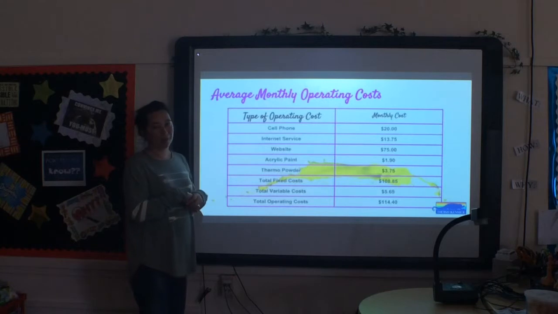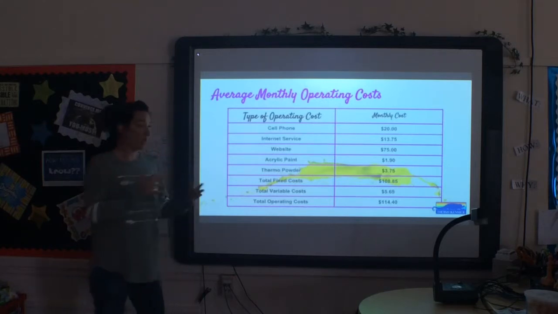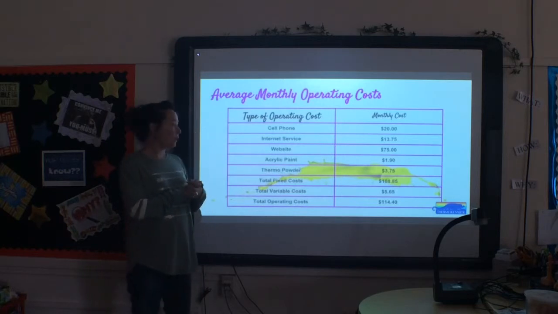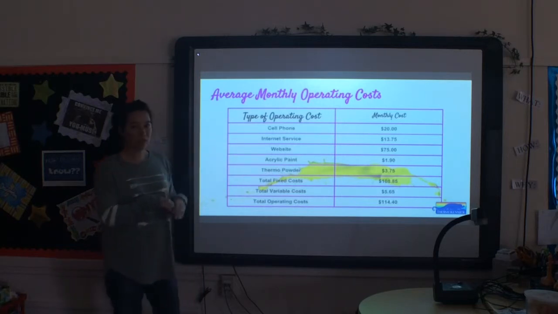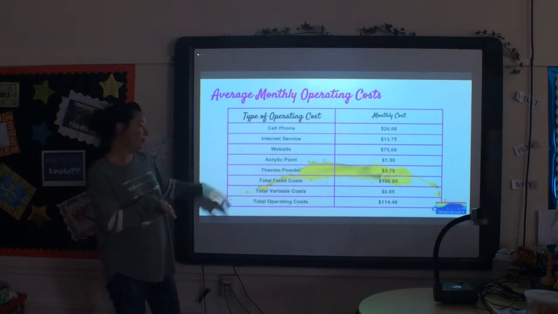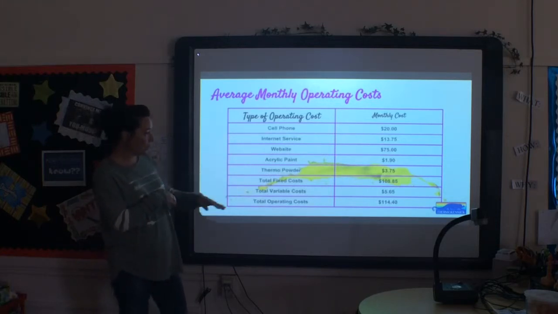She also looked at her monthly operating costs because it wasn't just making the paint. She had to have a cell phone service in order to take orders, an internet and a website if she was looking at social media, and then again the paint and the powder. That gave her total fixed costs at $108.